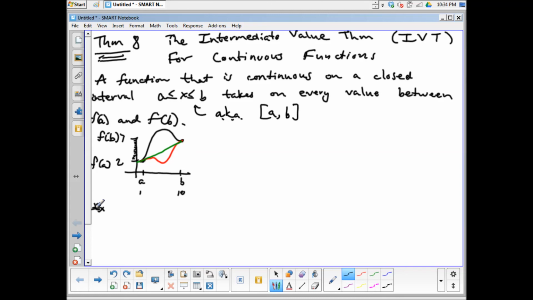Alright, I'm having trouble with the edges. Laugh if you wish.